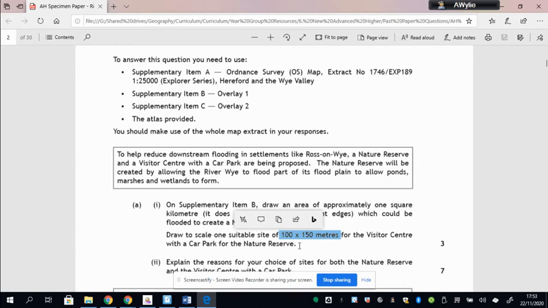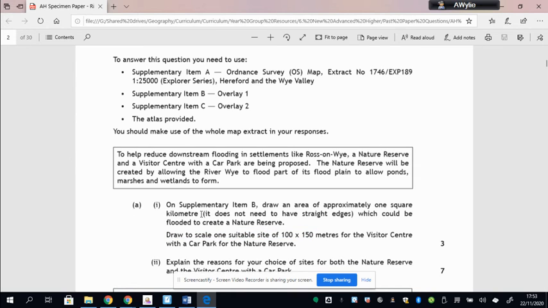Now, a mark will be awarded for drawing the site accurately, and then the other mark or two, depending on how many marks are available for this question, will be awarded for a suitable location having been identified. Okay, and that's quite a straightforward skill, but you've got to pay attention to whether this is to be drawn to scale. Is this to be a square, a rectangle, or does it not need to be?